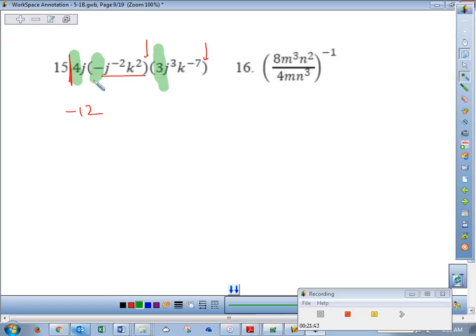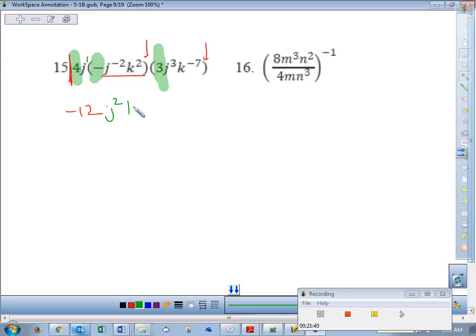J's, you got j to the first times j to the negative second times j to the third. Well, one at a time. This is j to the negative first times j to the third, which is j squared. Is that right? Yes, no, maybe. Adding all these exponents together: 1 minus 2 plus 3.